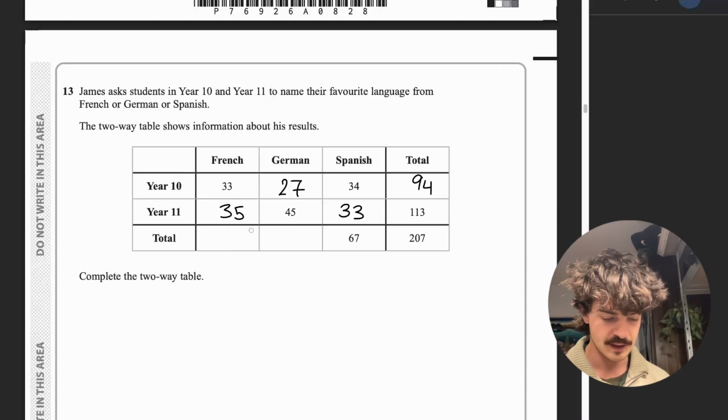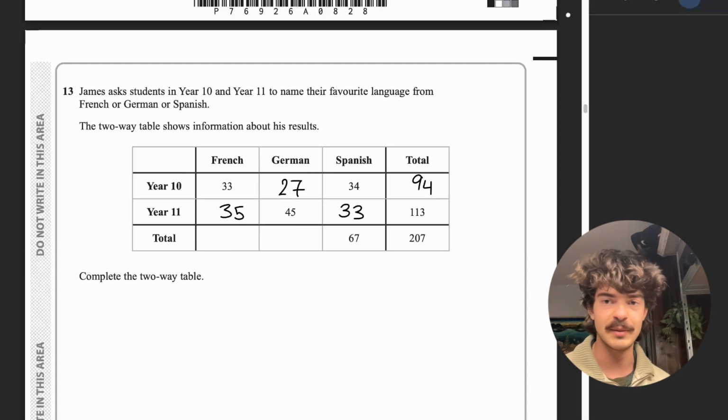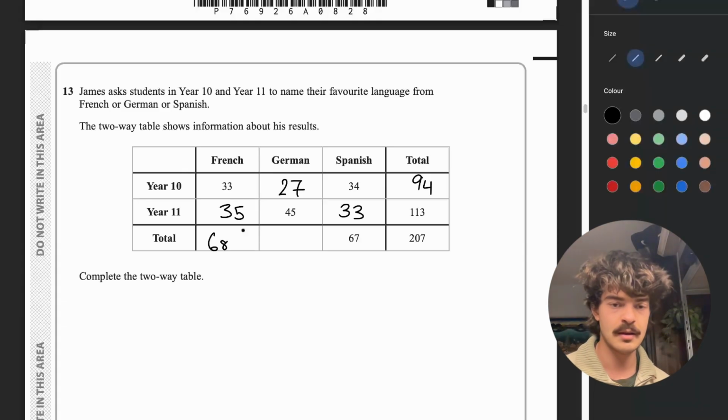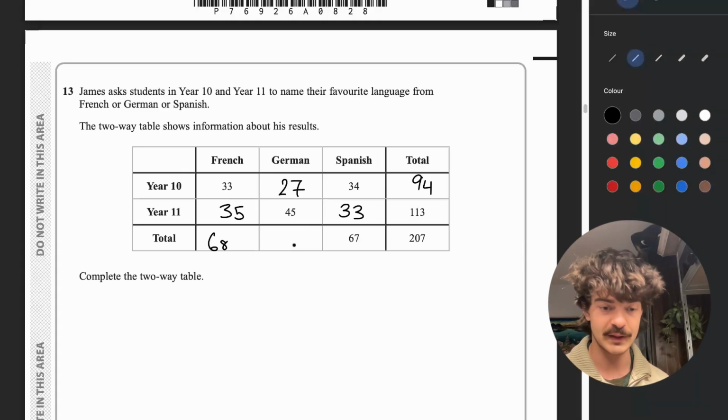So let's start with the French. 33 plus 35 is going to be 68. And 27 plus 45, oh, very nearly went wrong there, is 72.